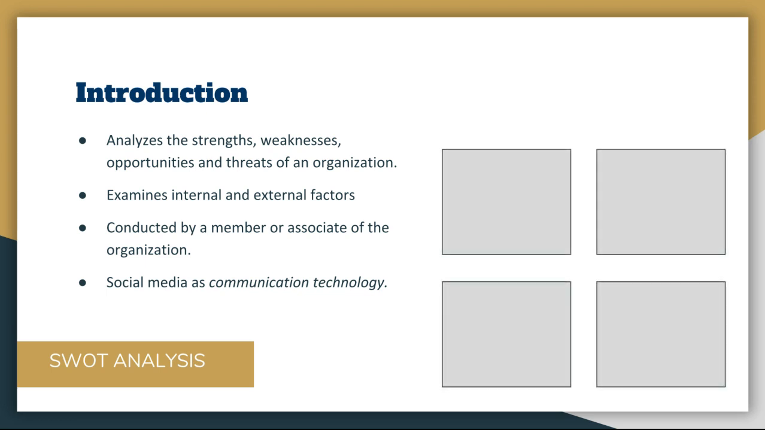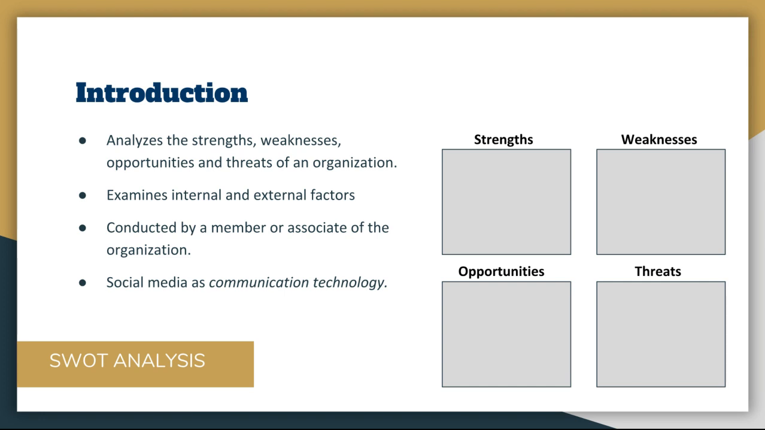And so what a SWOT analysis looks like will essentially be these four boxes. It's made out as a chart with the top left being strengths, the top right weaknesses, the bottom left opportunities, and the bottom right threats.